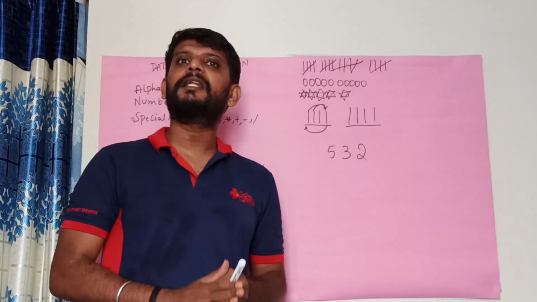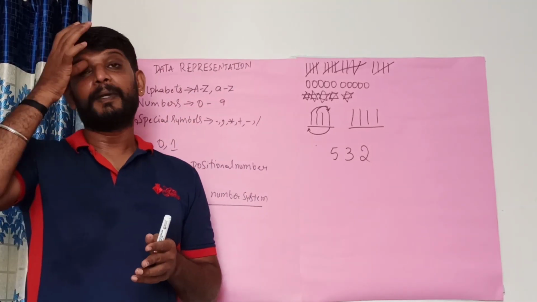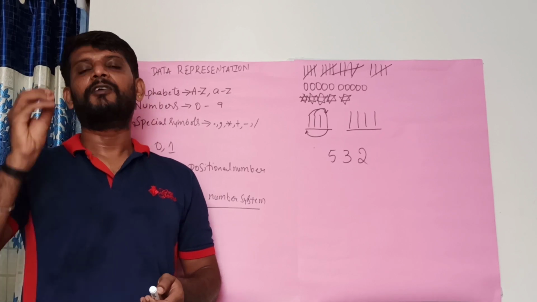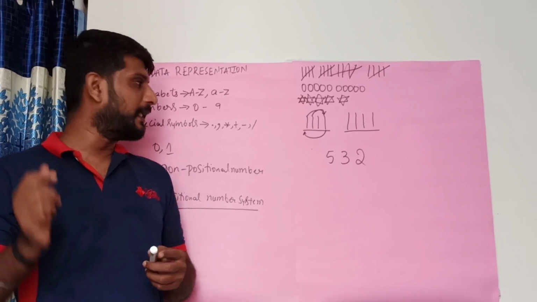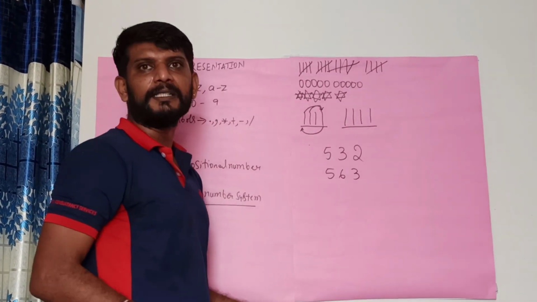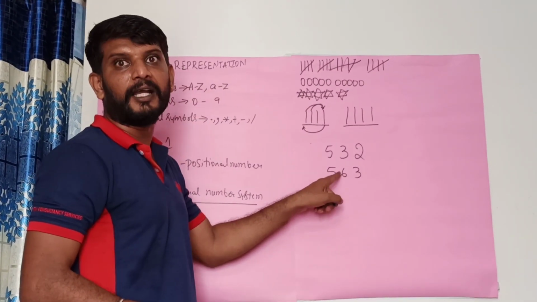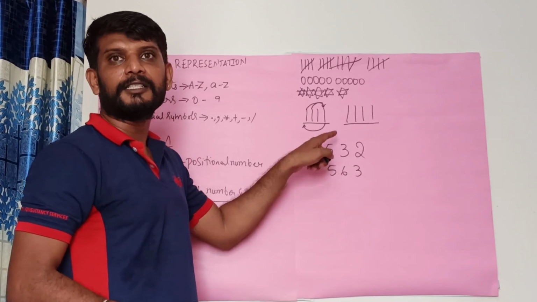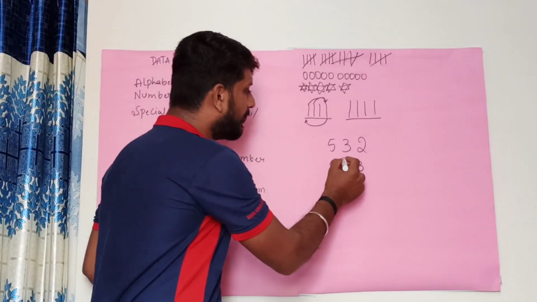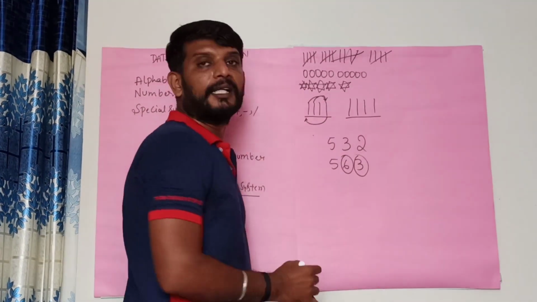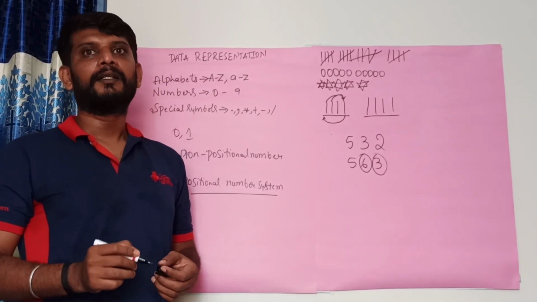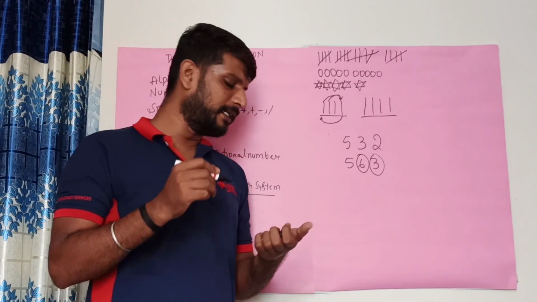In the positional number system, we make use of a specific symbol, and each and every symbol has a particular meaning. Suppose if I write it like this, the value changes. That is 563. The first value was 532, whereas the second value is 563. So each and every symbol here has a specific meaning and a specific value. That is called the positional number system.